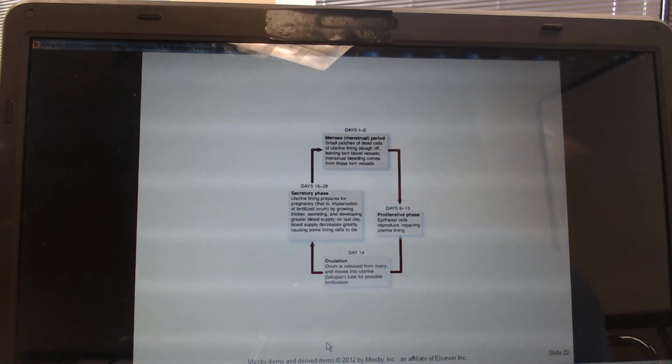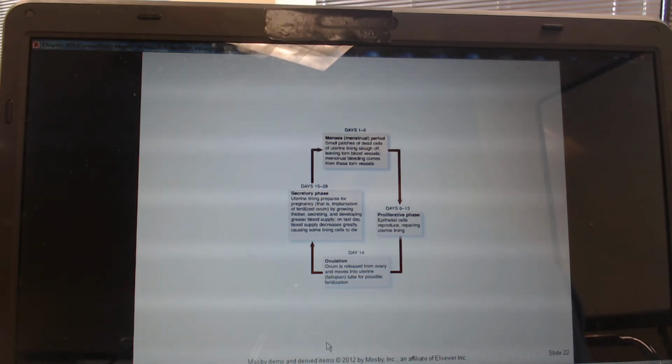Okay, so this is a concise diagram showing the menstrual cycle. The menses last days 1 through 5. Small patches of dead cells of the uterine lining slough off, leaving torn blood vessels. Menstrual bleeding comes from these torn vessels. Days 6 through 13, epithelial cells reproduce, repairing the uterine lining. Then day 14 is ovulation. The ovum is released from the ovary and moves into the fallopian tubes for possible fertilization.